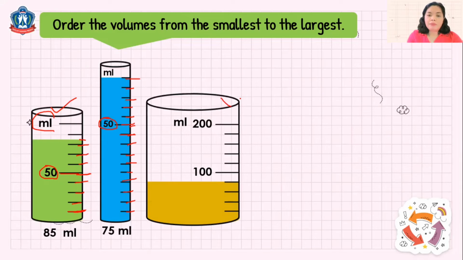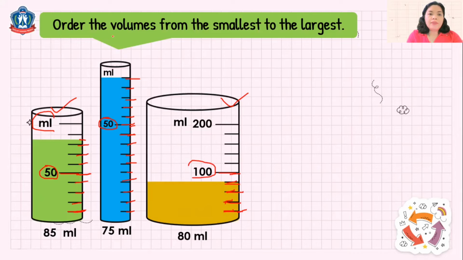Now the last one, this is a big container. From here, going to 100, it has 5 markings. 1, 2, 3, 4, 5. So 100 divided by 5 is 20. So this is 20, 40, 60, 80. So this is 80 ml. So that's how to read the markings of different containers.